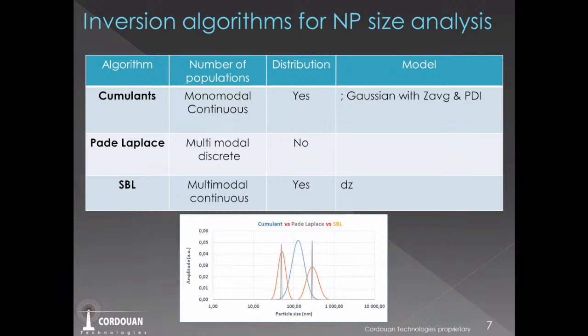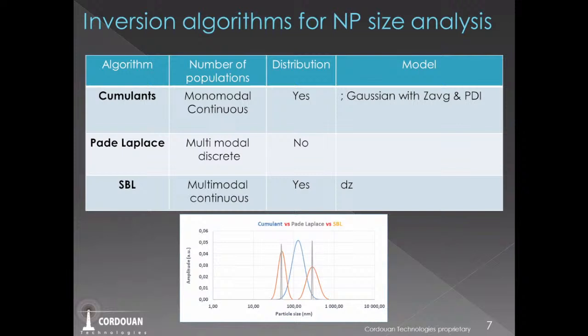Then you have Padé-Laplace. Padé-Laplace is an algorithm coming from the École Normale Supérieure de Lyon. It uses inverse Laplace calculation, and assumes that you have a discrete, multimodal distribution of sizes. So Padé-Laplace will tell you whether you have three different sizes, 3, 4, 5, or only 2. And the best one is SBL. SBL is a continuous multimodal distribution, and will give you the best information that you can have.